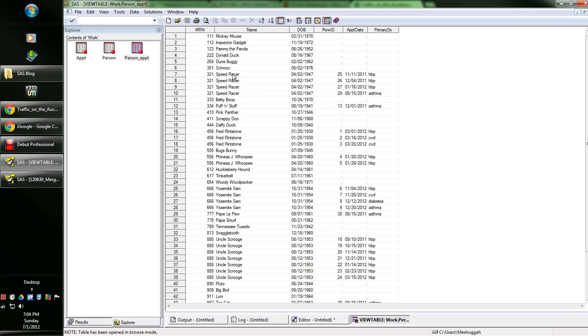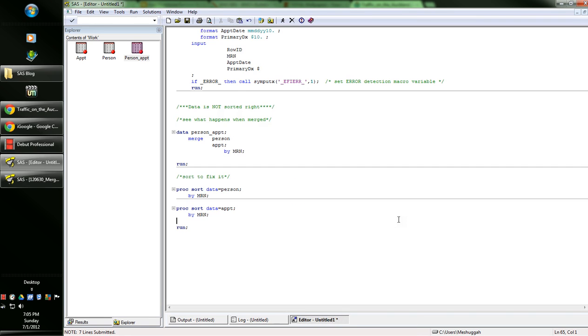Secondly, get down to Speed Racer here. You see he's repeated all over here, and he's repeated as many times as there is an appointment. So what looked like it happened here is that there was this right join from the appointment back to the person. So how you know that they had an appointment at all is really by this row ID here. So as you can see, that's what your resulting data set looks like. Yay, we did a merge.